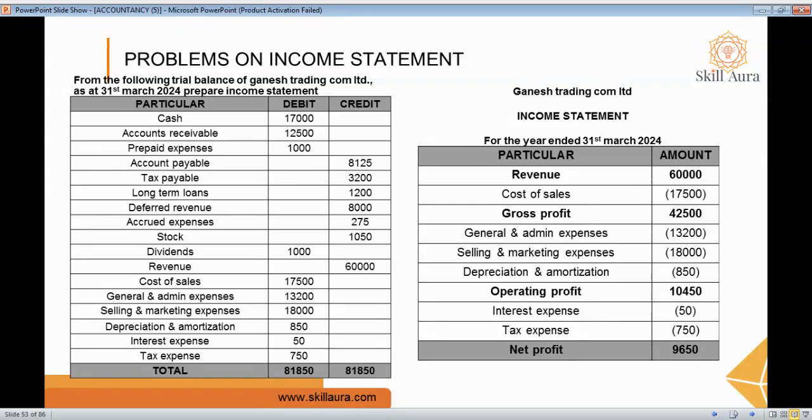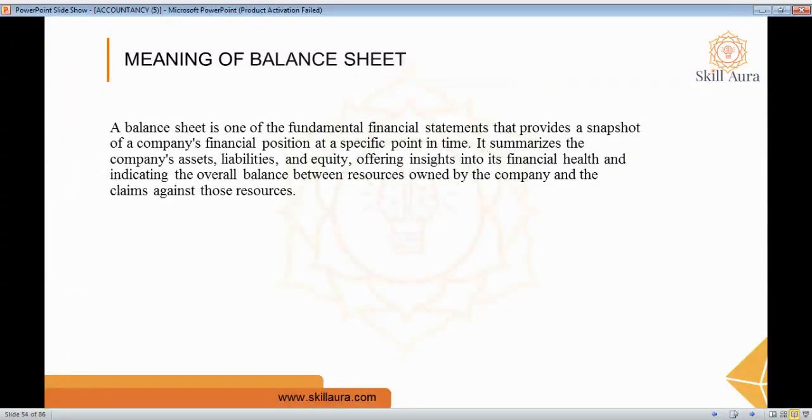Let's go to the next topic, balance sheet. We know the meaning of balance sheet. It's nothing but a snapshot of a company's financial position at a specific point in time, and it includes assets, liabilities, and equities, offering insight into the financial health and indicating the overall balance between resources owned by the company and claims against those resources.